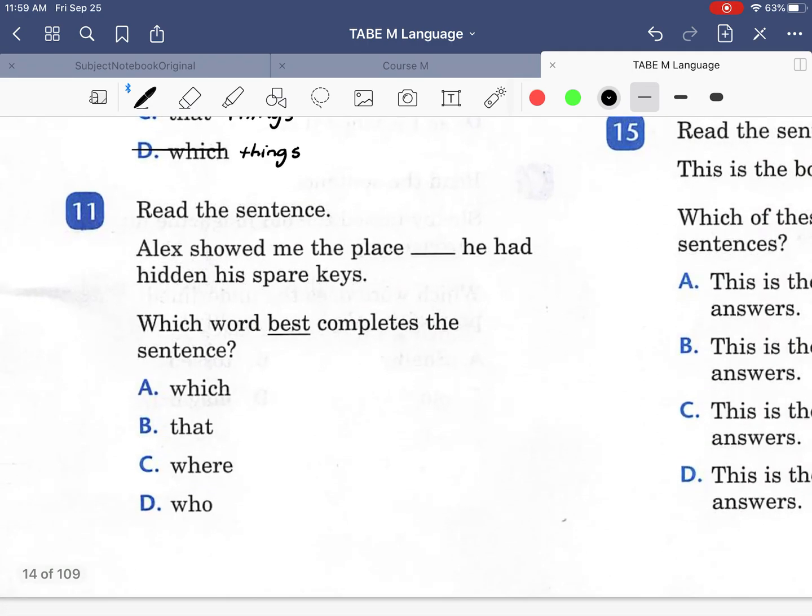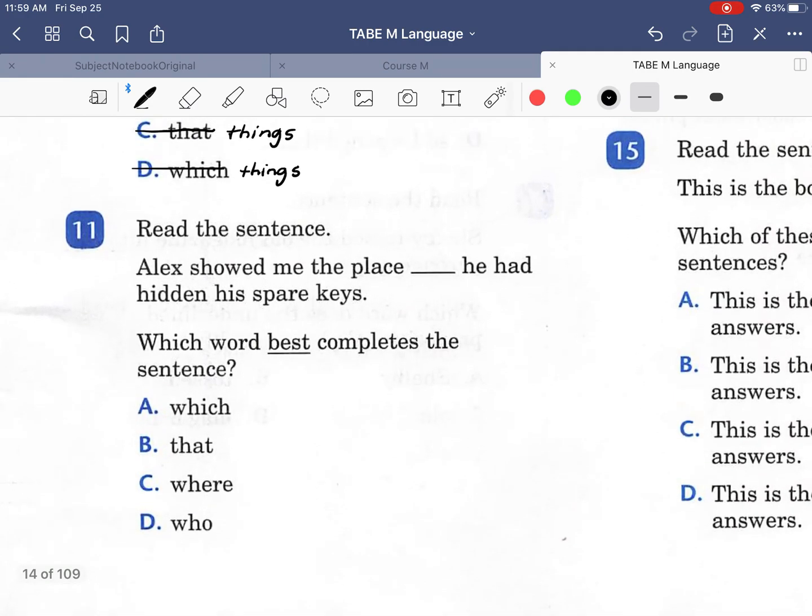Number 11. Read the sentence. Alex showed me the place blank he had hidden his spare keys. So Alex did something. He hid his keys, his spare keys. Place where he hid his spare keys. And you heard me say it, I think.